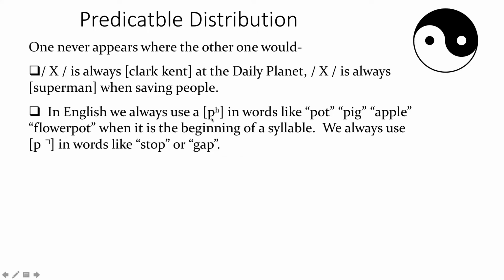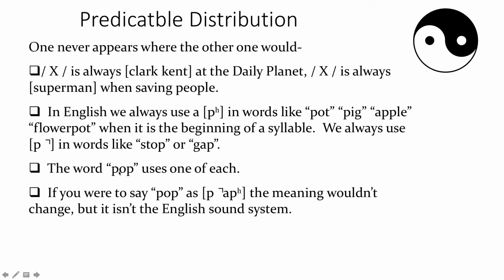In English, as I said, we'll always find the P phoneme being pronounced as this aspirated one, P, in words like pot, pig, or apple, where it's at the beginning of a syllable, or flower pot, and we're always going to pronounce it the unreleased version up in words like stop or gap, where there's no aspiration when it's at the end of a syllable. There's this clear, predictable pattern. The word pop actually uses one of each. The first one is the aspirated one. The last P is this unreleased one, pop, pop.